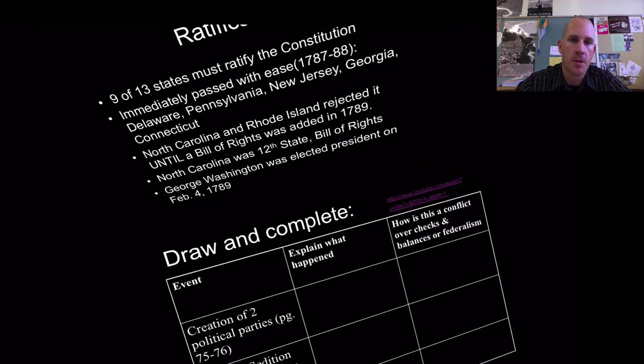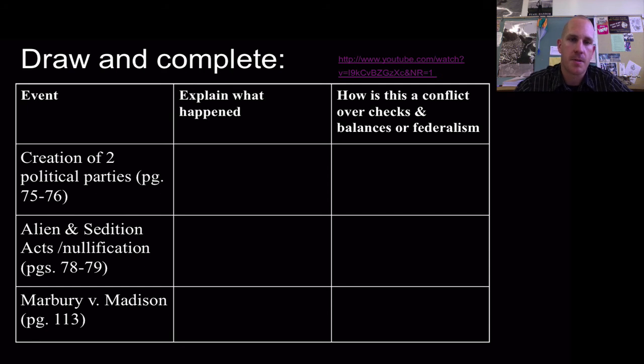So what I want you to do is take a look at this graphic organizer here: creation of the 2 political parties, the Alien and Sedition Act and Nullification, and Marbury v. Madison. Either you can draw this chart or you can simply list them out, explain what happened, and how it is a conflict over checks and balances. And there's a YouTube link, which we'll post in the description, of the Alien and Sedition Act. So check that out if you like. It's a pretty short little clip there.